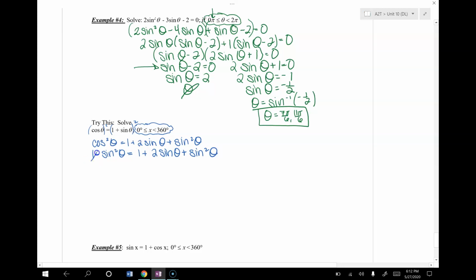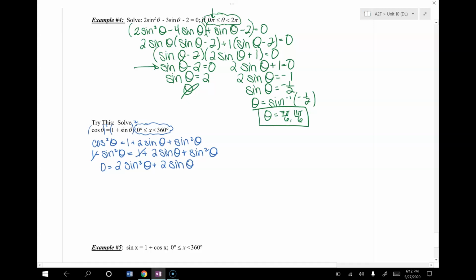Okay, I'm going to subtract 1 to both sides so that cancels out. I'm going to add sine squared to the other side. So I get 0 is equal to 2 sine squared theta plus 2 sine theta. Why would I want it equal to 0? The reason is because I have a squared and I have a linear term. So I'm dealing with a quadratic. Right then and there, I know I have to set it equal to 0, otherwise I can't solve it.